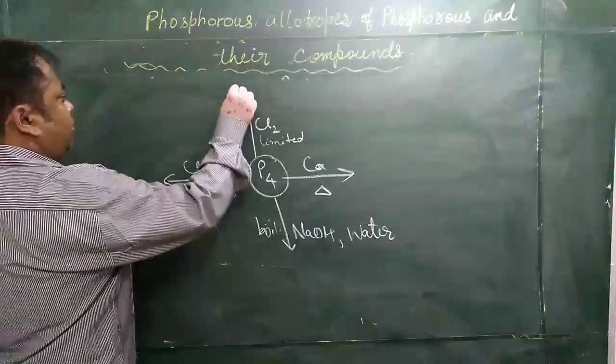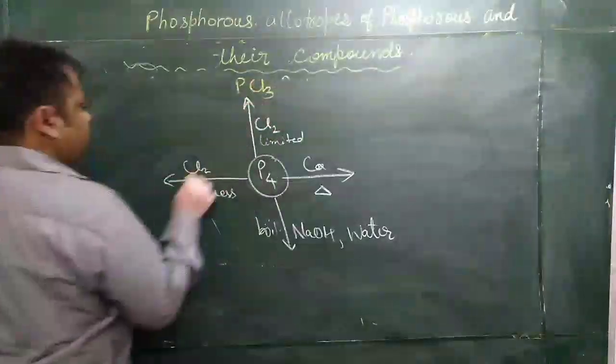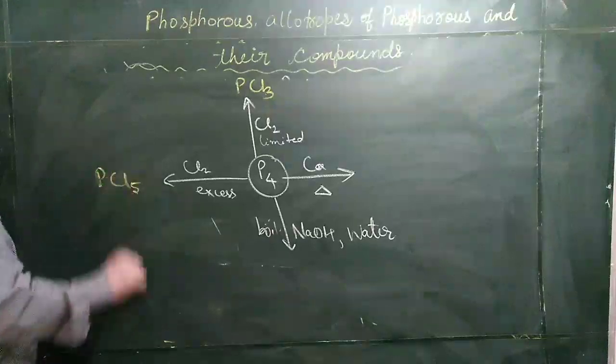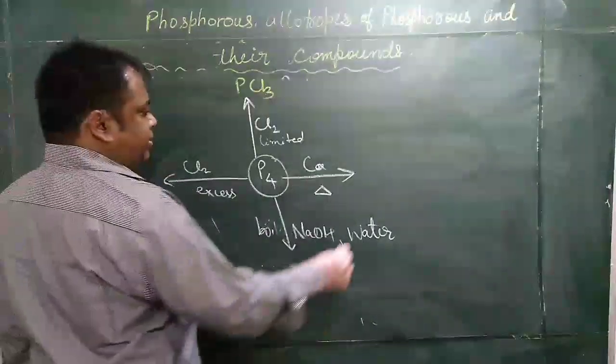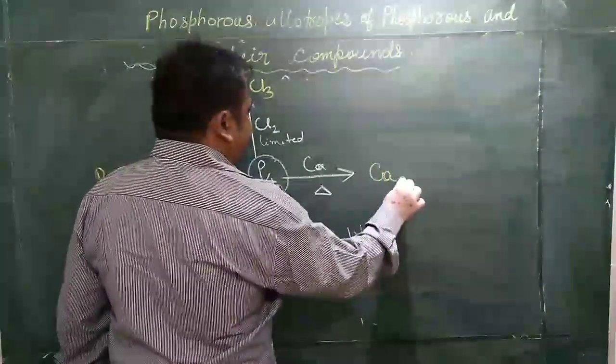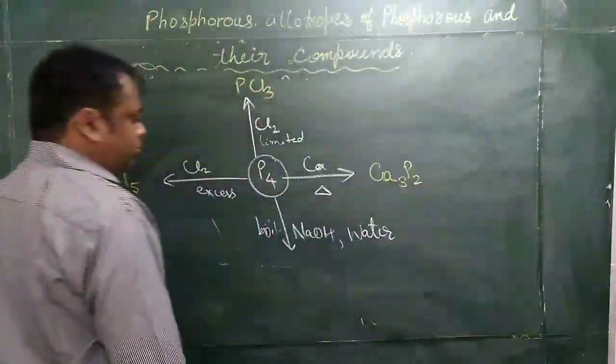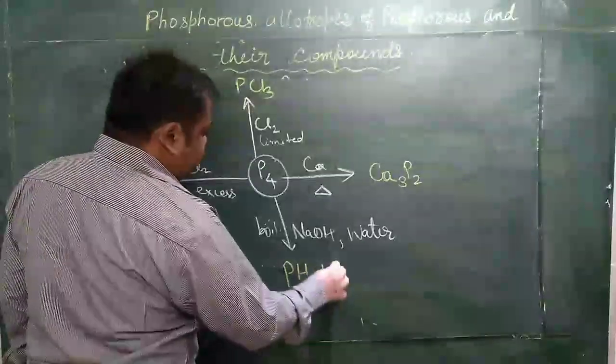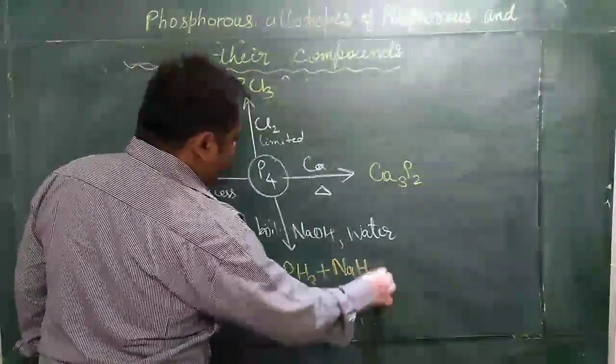This will form PCl3. This will form PCl5. This will form calcium phosphide, Ca3P2, and this will form PH3 plus NaH2PO2.